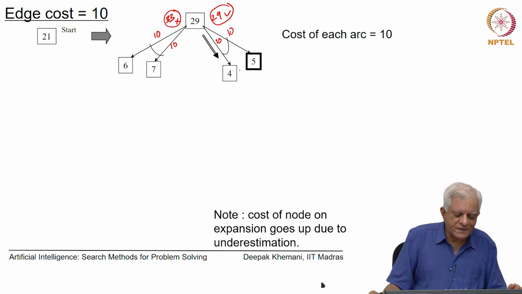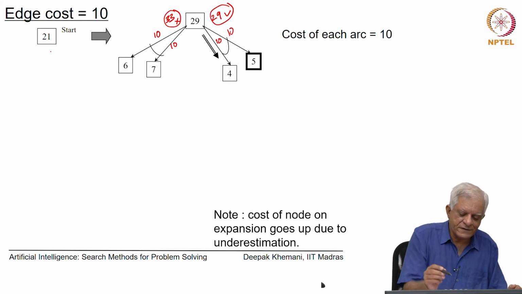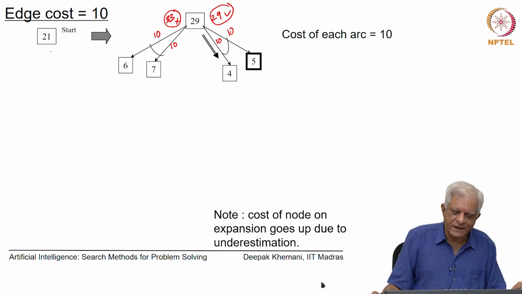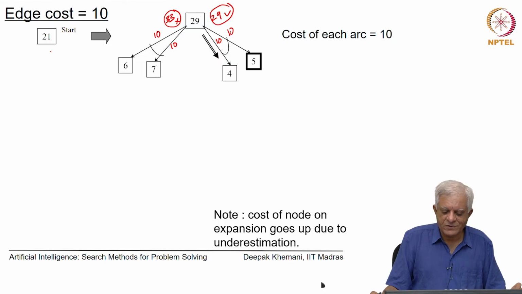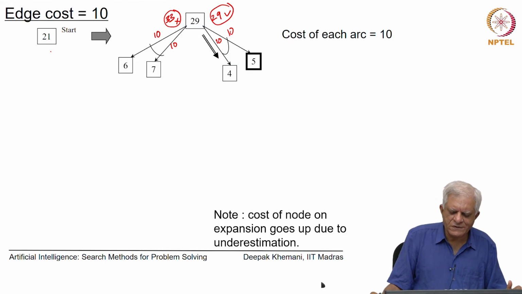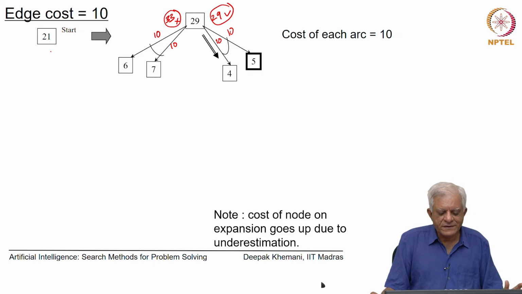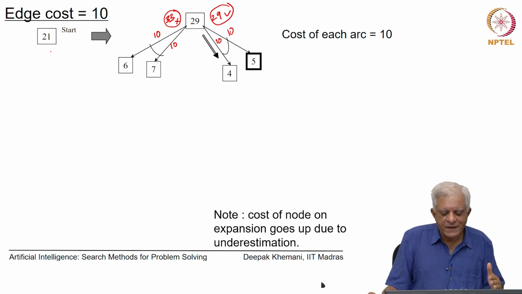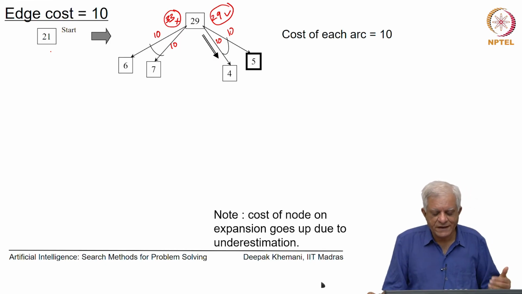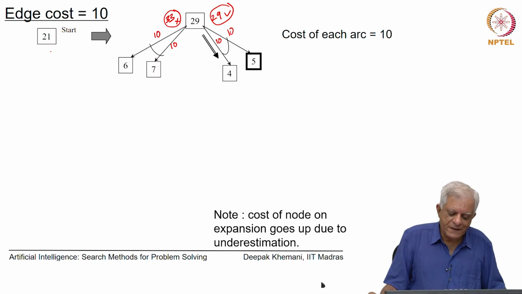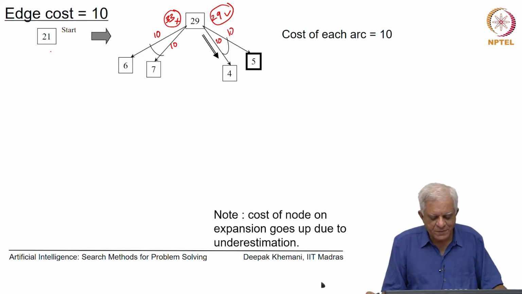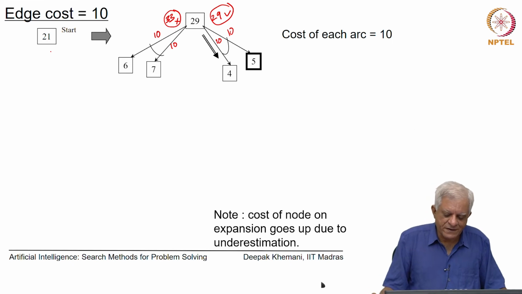But notice that from 21 the root has gone up to 29 and that is a property that we saw in A star also, that as you refine the solution further or as you move closer to the goal, the estimates, which are the f values in that case, monotonically increase. So, here also if the heuristic function is underestimating, you will find that the estimated cost will increase essentially, and that is a property of an underestimating function.